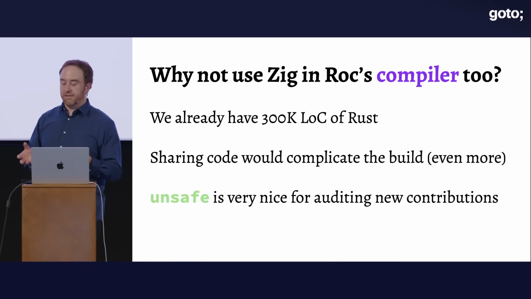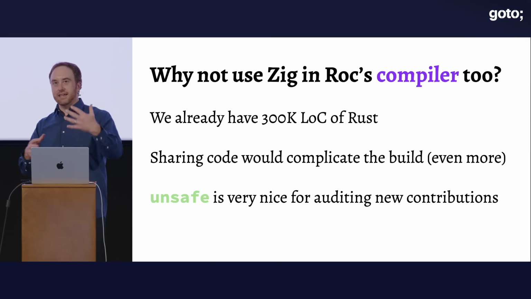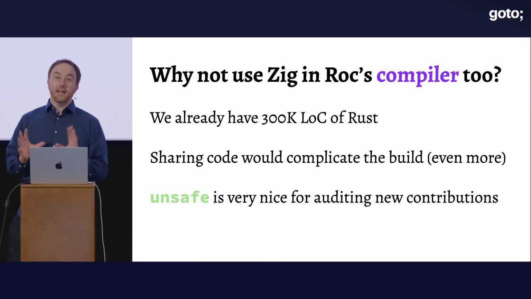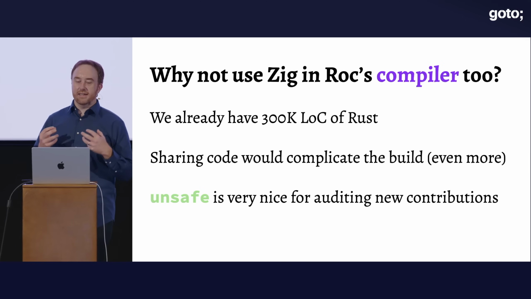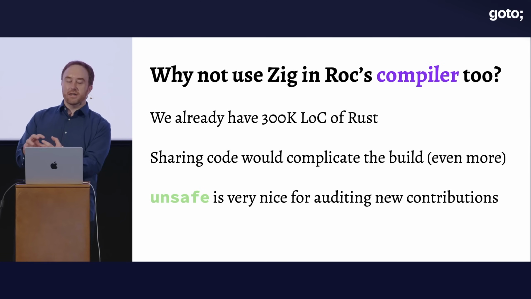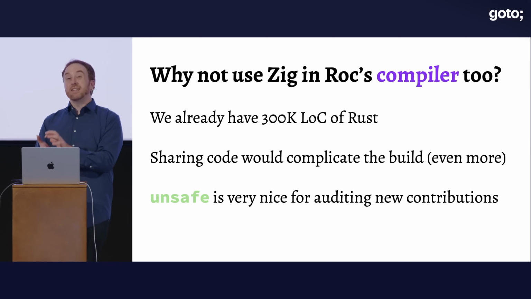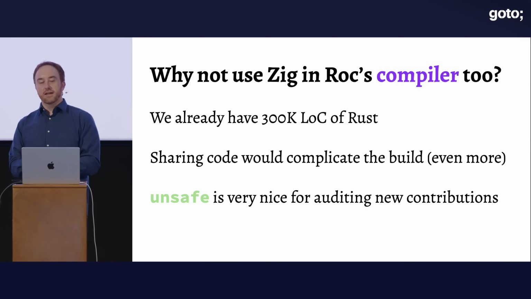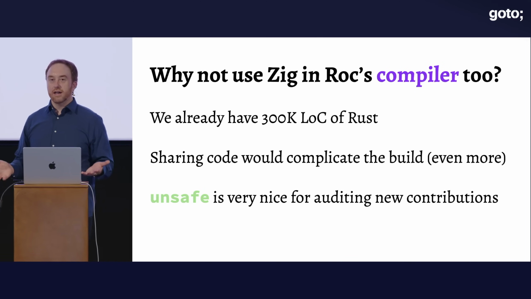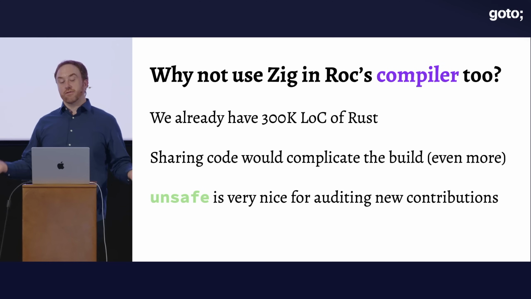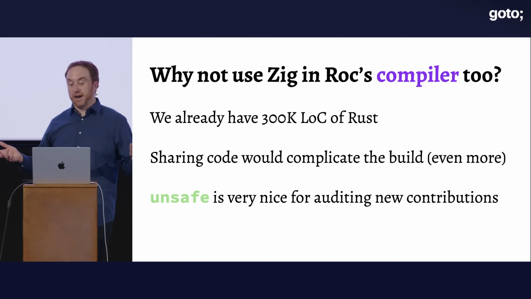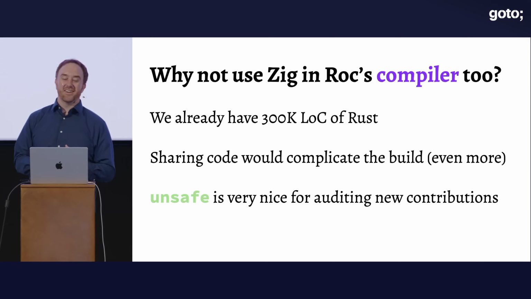Not to mention, I've talked about how unsafe is this thing that turns off certain guarantees in Rust, but it is very nice, not just internally for our own code base, at isolating the parts of the code base that we need to worry the most about and be the most careful with. It's especially nice for new contributors, because we have a lot of people contributing to the Roc compiler where this is the first time they've used Rust. Maybe this is the first time they've ever worked on a compiler. Both of those things were true for me when I was starting the compiler.